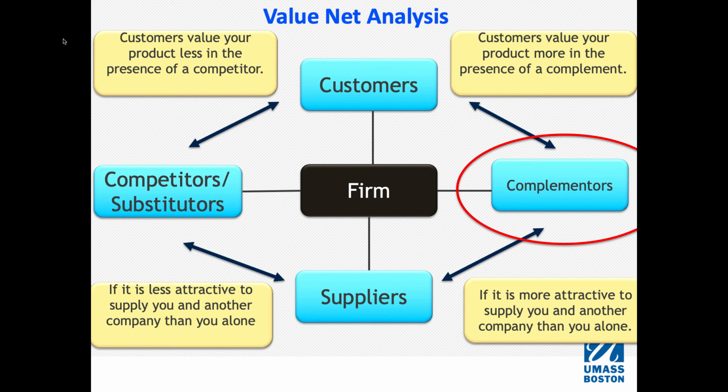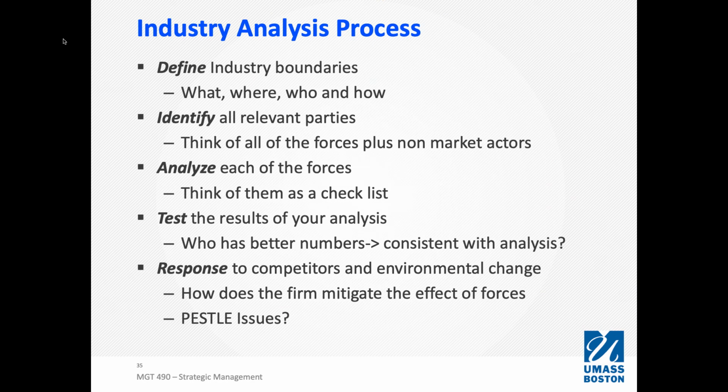If customers value your product more in the presence of something, then that thing is a complement. Companies can create their own complements, or complements can come from external sources. For example, the iPhone was created, and a way to add value to the iPhone was creating what? Cases, the Apple Store. Cases too, those are all things that complement it. So this is the sixth force. If there are other industries out there that complement what you're doing, they can increase your profits.